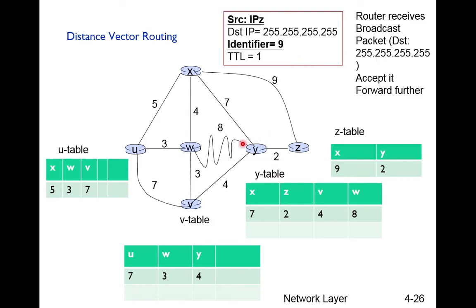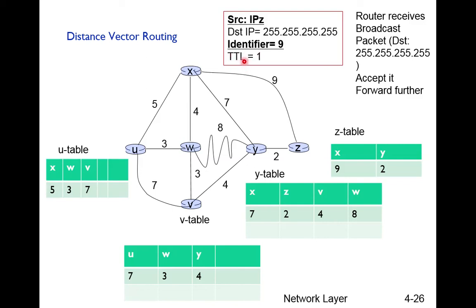So when it is forwarded further, we know that whenever an IP packet is forwarded further, the TTL value is first decremented and then it is forwarded. So when the TTL value is decremented in this case, it will become 0. When it becomes 0, as we have discussed, whenever the packet TTL value becomes 0, the packet is discarded, it is not forwarded.